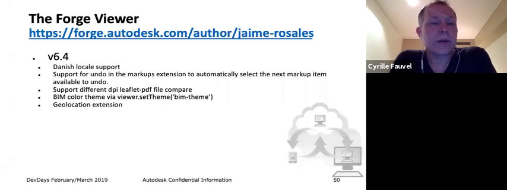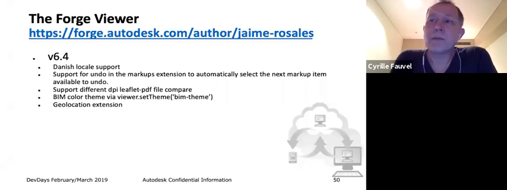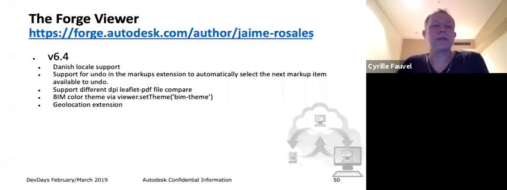There was also a PDF support change made in the viewer, but it was made in a previous version, so you'll see that in the next few slides. And you have a geolocation extension as well. If you were not aware, the metadata coming with the SVF file, I mean the SVF bubble, had the geolocation of your model, but there was no extension really making use of that. So now you have that extension available if you're interested.